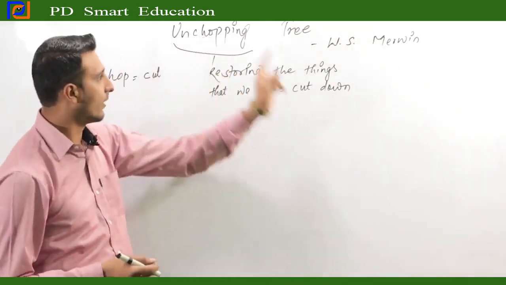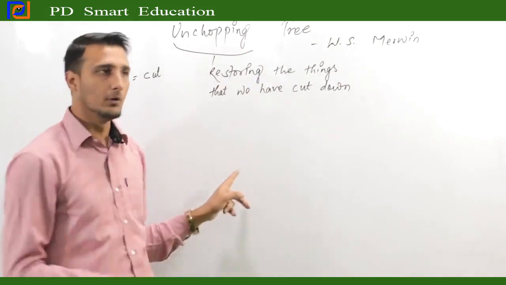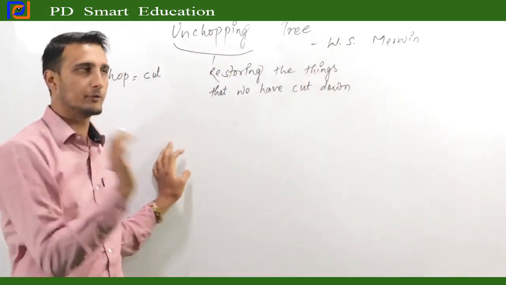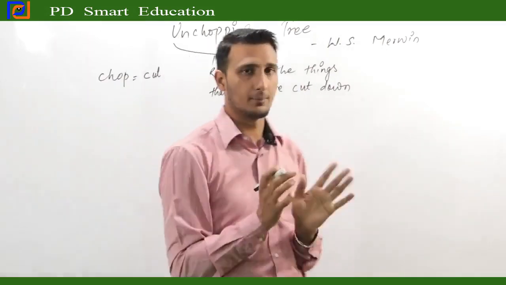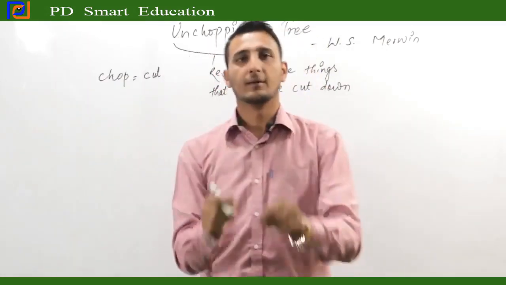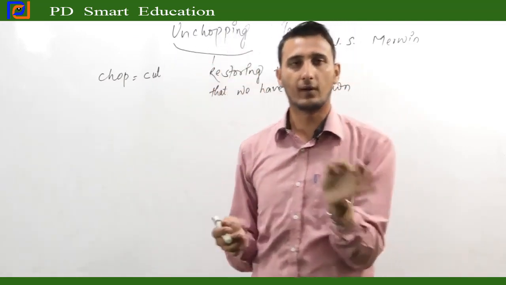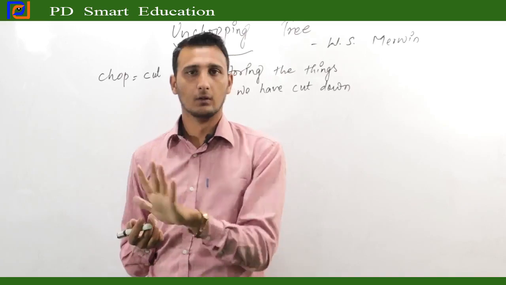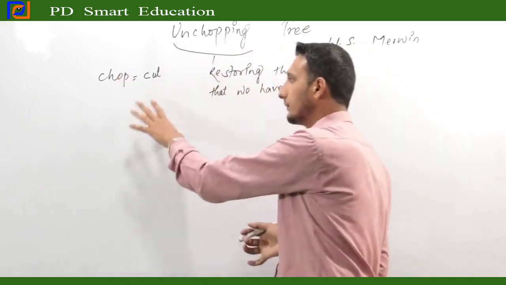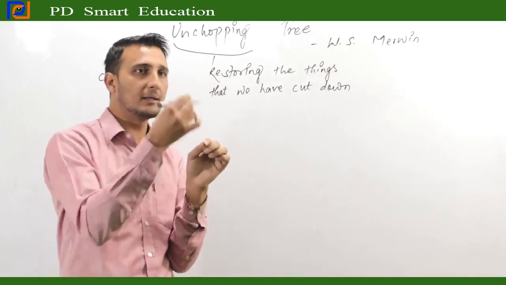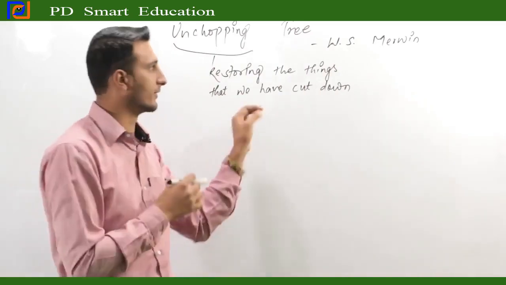So while unchopping that big tree, we should focus on that small tree as well. Not only this big tree we have to unchop. We have to unchop that another small tree that is destroyed because of the fall of the big tree as well. So here he just focuses on bringing back life to the dead tree.